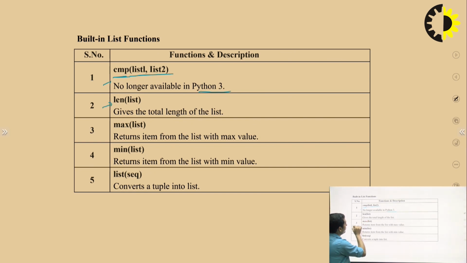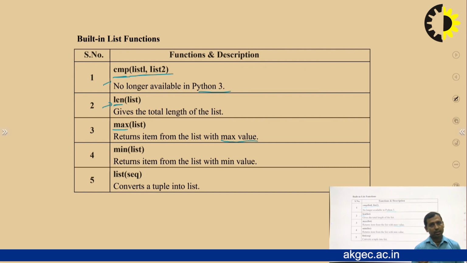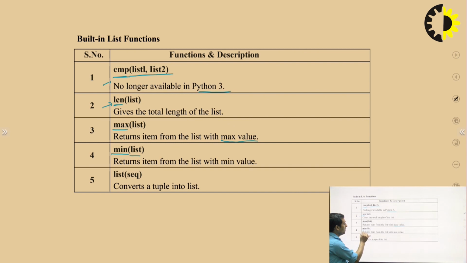Now the second function is len. If you want to find how many elements a list has, we use len. It gives the total length of the list, meaning the number of items present in the list. The next function is max, which returns the item from the list with the maximum value. It is used when the list is generally of homogeneous type. If we accumulate the marks of the students and want to find the maximum marks, we use max. Just like max, min is available, which gives the minimum value of the list.